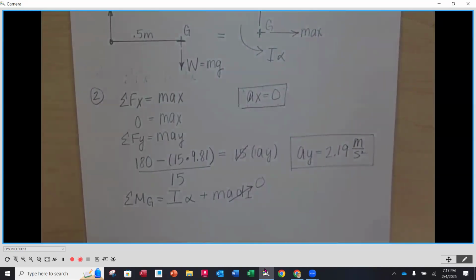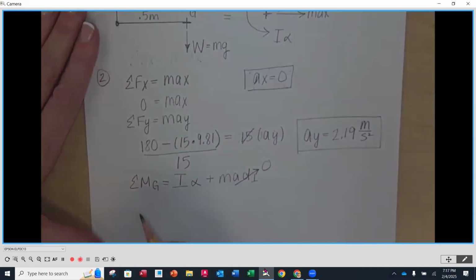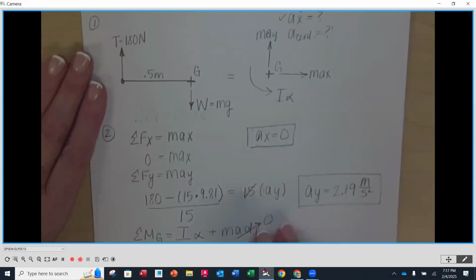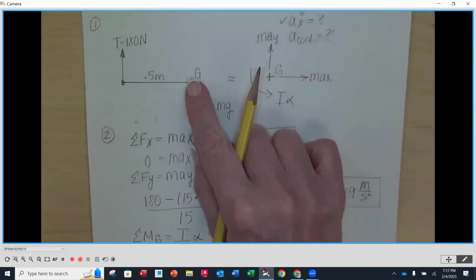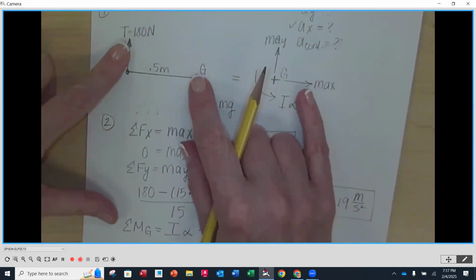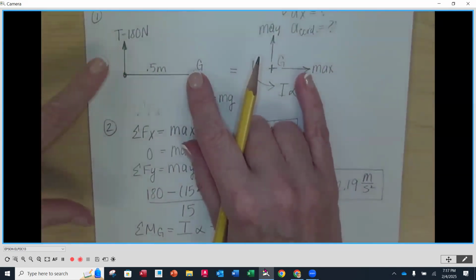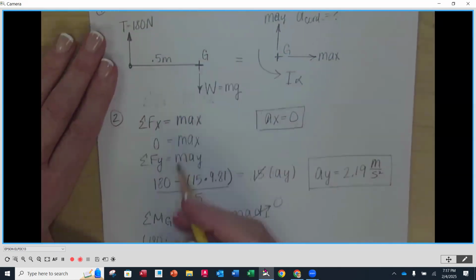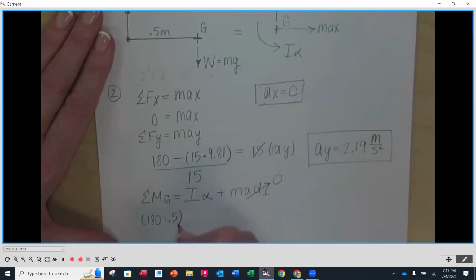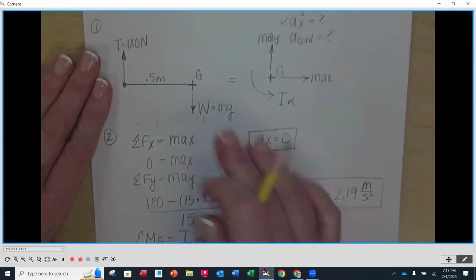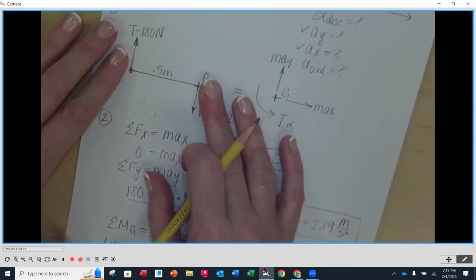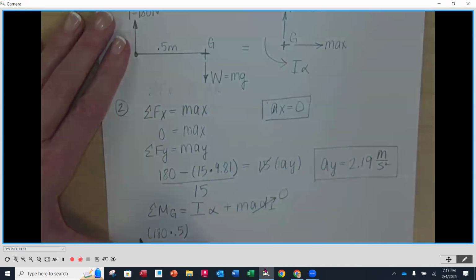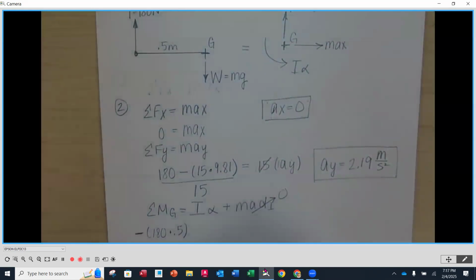Okay, so over on the left-hand side, we're going to sum our moments around G. So that means we're going to put our finger on G and we're going to push in the direction of any offset forces. So T, which is 180, times its perpendicular distance of 0.5. And then you're going to notice that it's going to go in a clockwise direction. So that's going to be a minus out front.